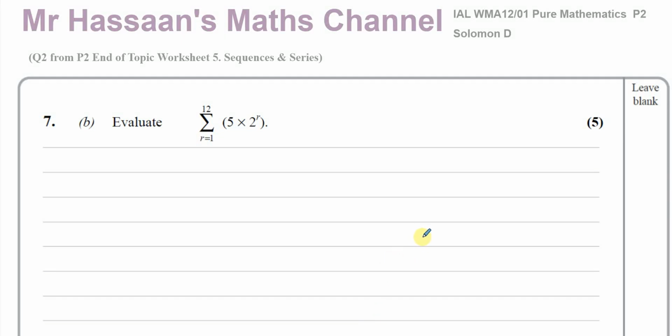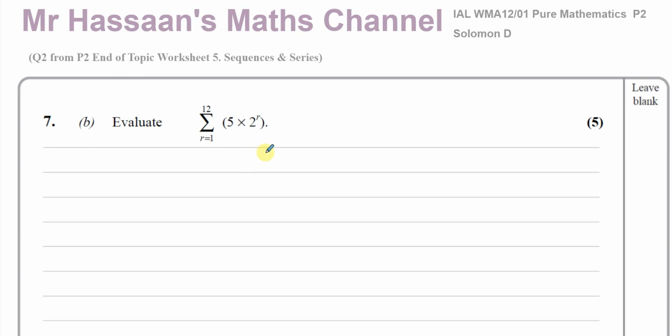Hassan's Maths channel, and this is question number 7 from the Solomon D C2 papers, which is also question number 2 from my P2 Pure 2 end of topic worksheet for chapter 5, which is about sequences and series. I'm going to do 7B as a separate video from 7A because I think I've already answered 7A in some other places, which is all about how to prove the sum of the first n terms of a geometric sequence.